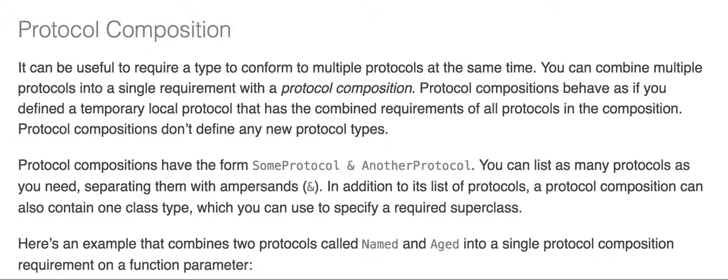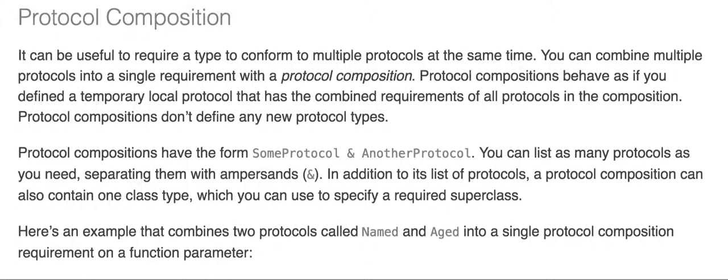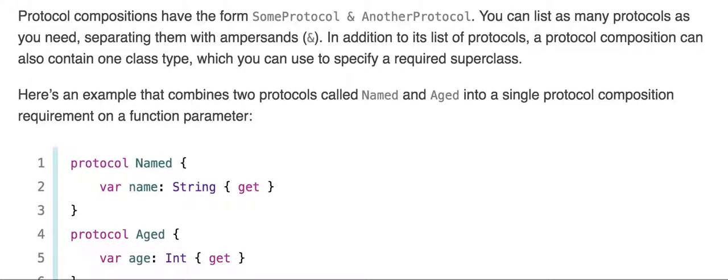Protocol composition. It can be useful to require a type to conform to multiple protocols at the same time. You can combine multiple protocols into a single requirement with protocol composition. Protocol compositions behave as if you defined a temporary local protocol that has combined requirements for all the protocols in the composition. So protocol compositions have this form: SomeProtocol & AnotherProtocol. You can list as many protocols as you need, separating them with ampersands.